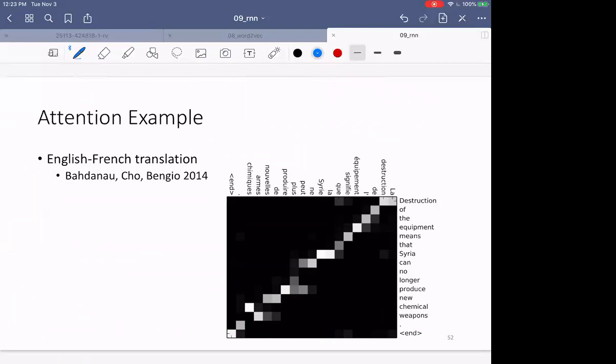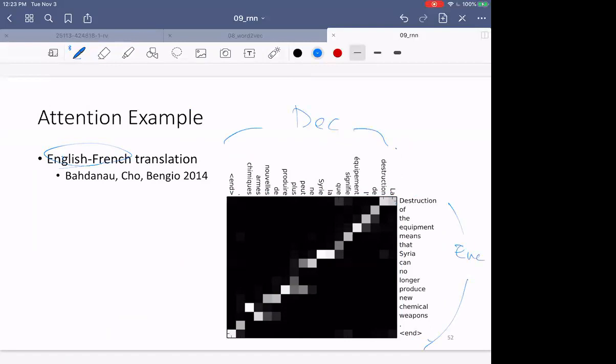So let's say this is English to French. There's an English sentence here, and a French sentence here. You're encoding this, and then you're decoding this.